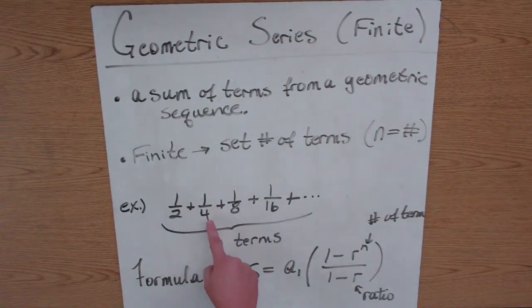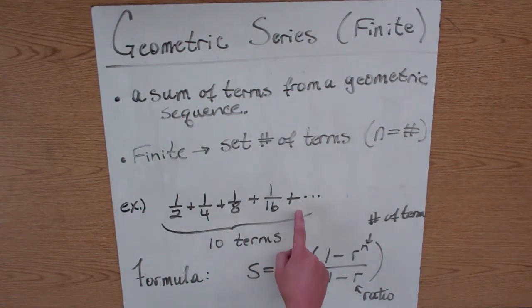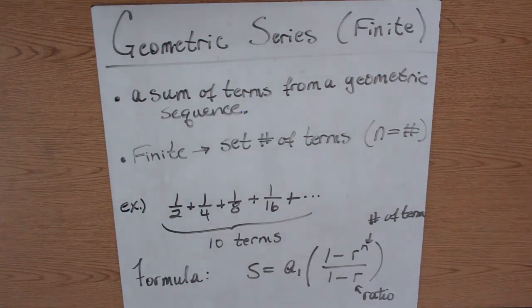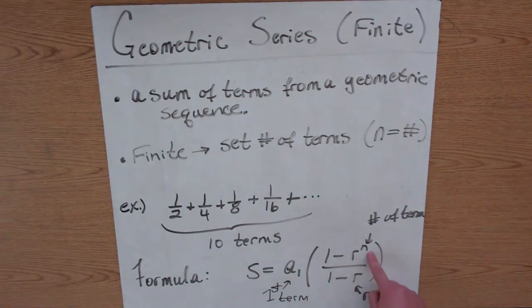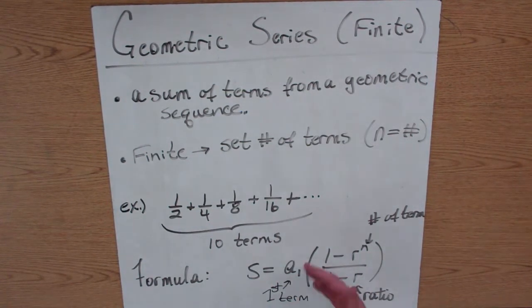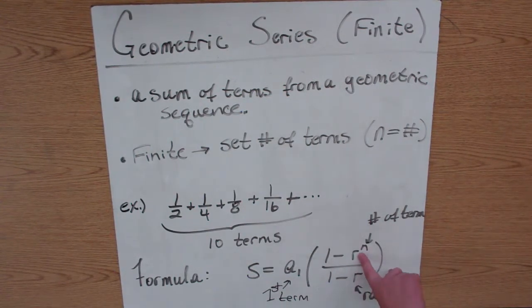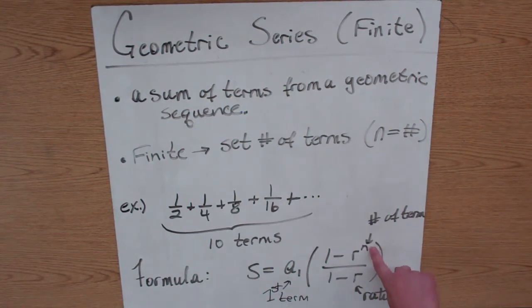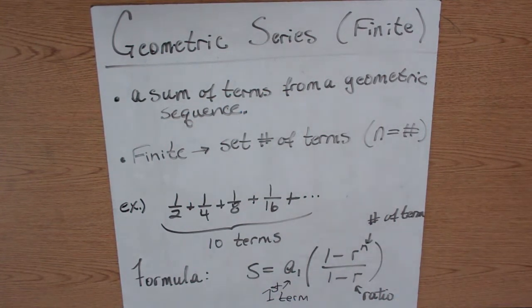We have 1/2 plus 1/4 plus 1/8 plus 1/16 plus all the way up. We're going to have 10 terms. All right, this is your formula. Your sum equals your first term times 1 minus r to the n. R is your ratio, n is your number of terms, divided by 1 minus r. At first glance, it looks like this is going to give you 1, but remember, the ratio up top is raised to your number of terms, that n is an exponent.